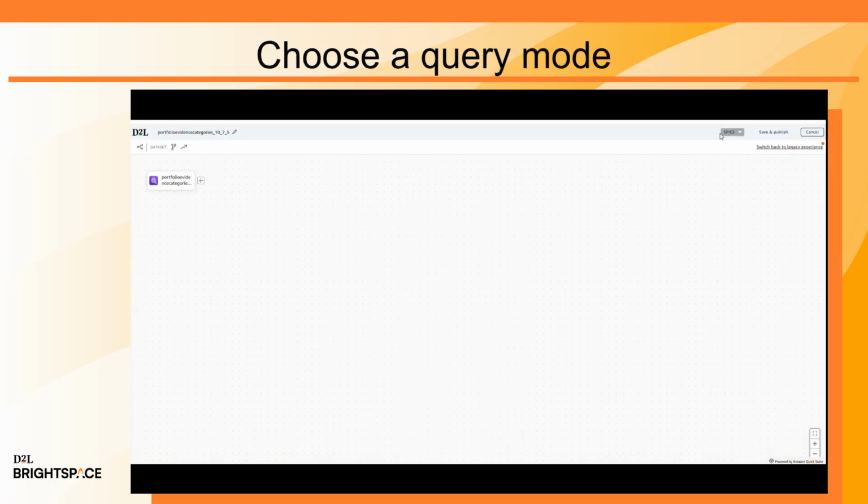Next to the Save and Publish button, you can choose the dataset's query mode by selecting either Spice or Direct Query. Note, if your workflow includes aggregate, pivot, or unpivot steps, the dataset can only be saved using Spice.